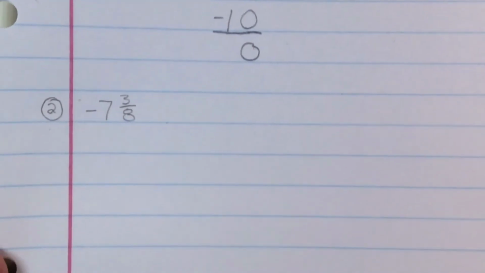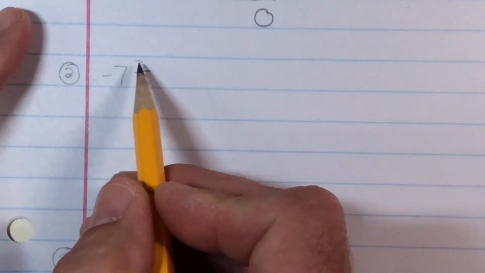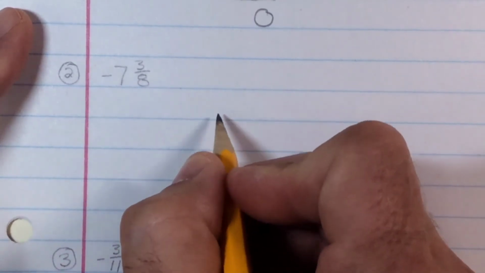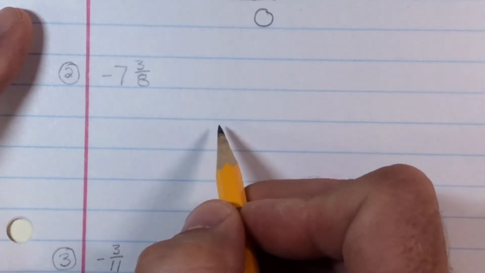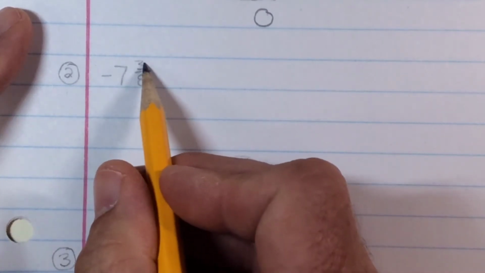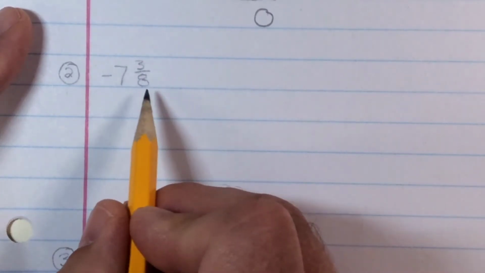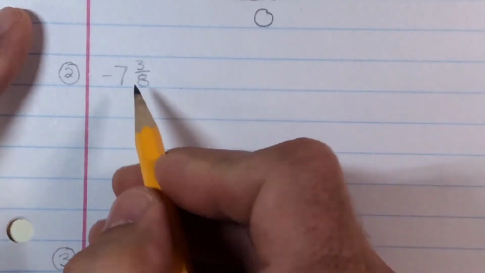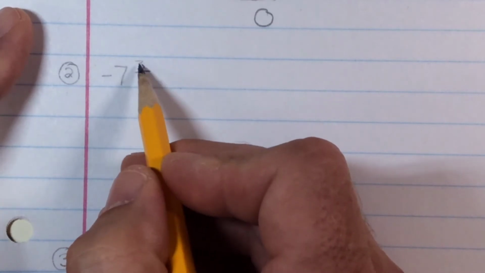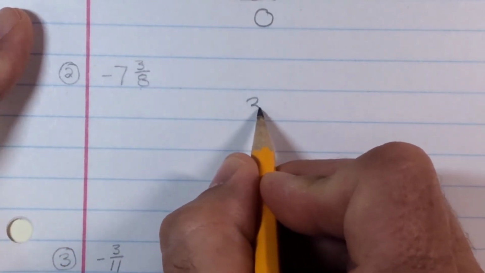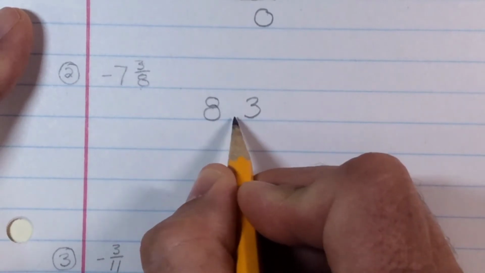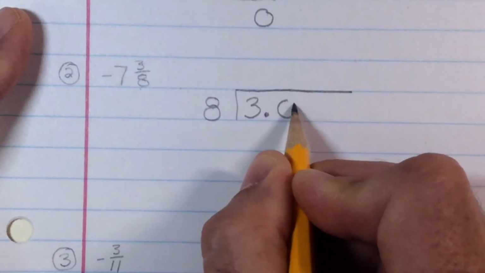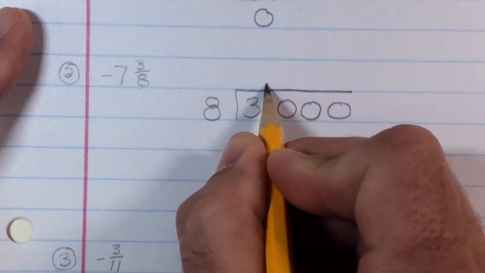For the next problem, negative 7 3/8. Now this 7 part is the whole number part, so I know that 7 part is going to be the whole number part for my decimal as well. I'm going to turn this 3/8 into the partial number that goes behind the decimal. So here we go. Remember it's top divided by bottom, 3 divided by 8. So 3 in the box, 8 out here. And I'll put a decimal with a bunch of zeros. Put my decimal up there.